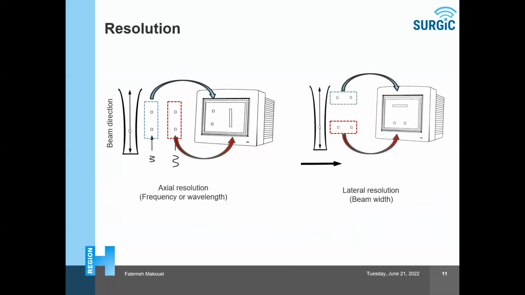Then we also have lateral resolution. Lateral resolution is the ability of the system to resolve two separate reflectors that are side by side, or perpendicular to the axis of the beam. This type of resolution is dependent on the beam width, which can be narrowed by focusing the beam.